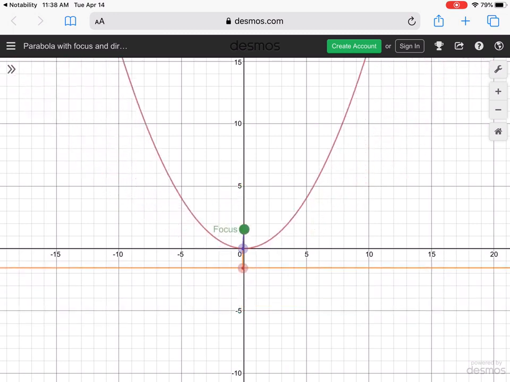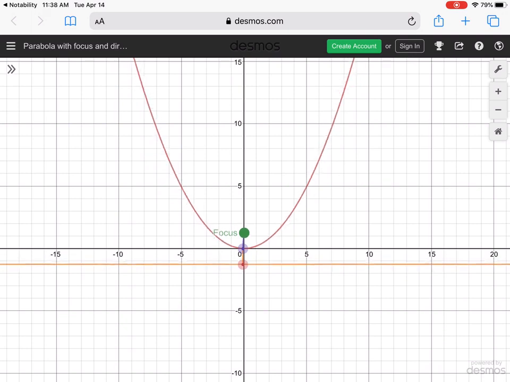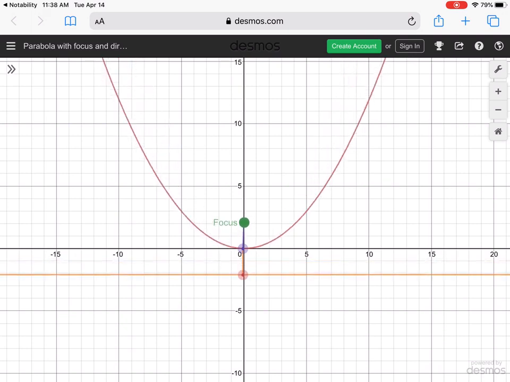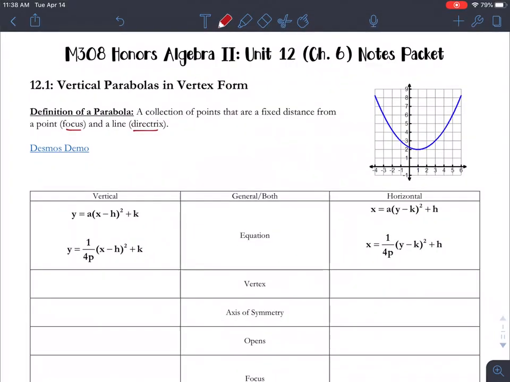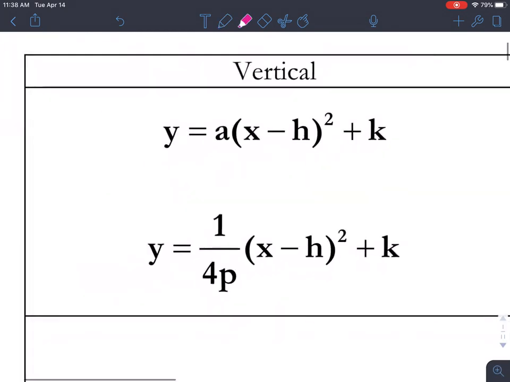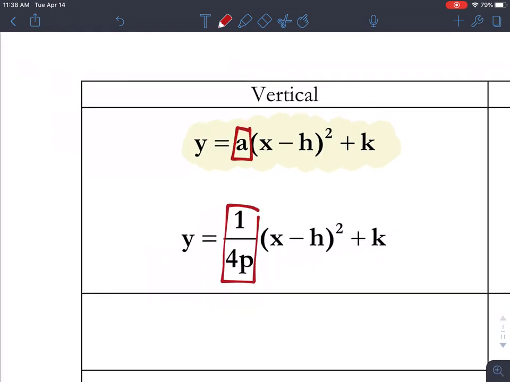We'll talk about how this changes, but this distance, let's say we're right here and the distance is about 2 away from the vertex, that's going to be called our P value, the letter P. So if you go back to our notes here, you'll see something you've seen before, which is this equation: y equals a times (x minus h) squared plus k. This is called vertex form. You'll also notice that instead of a, we could have it as 1 over 4p. Now we're going to still call it a, but this brings up an important equation: a equals 1 over 4p. So write that down.